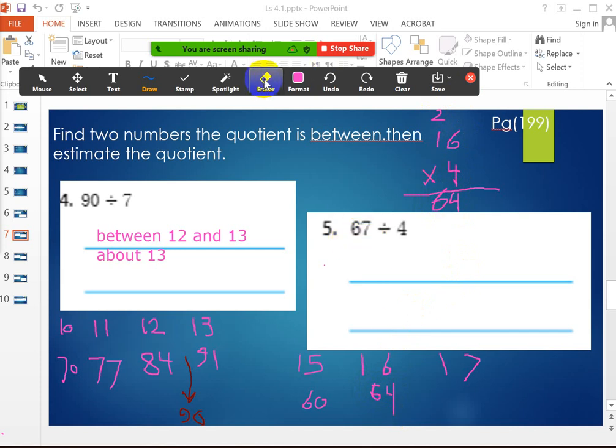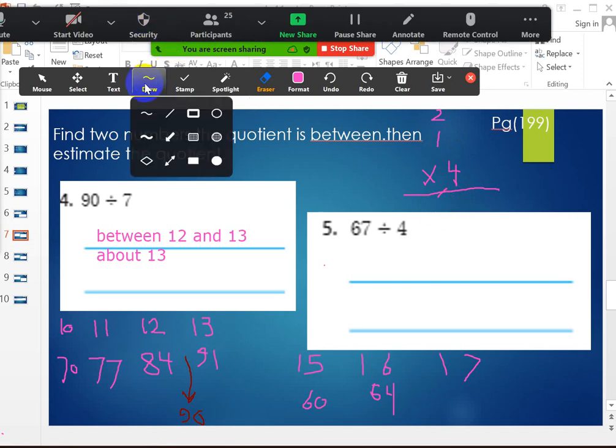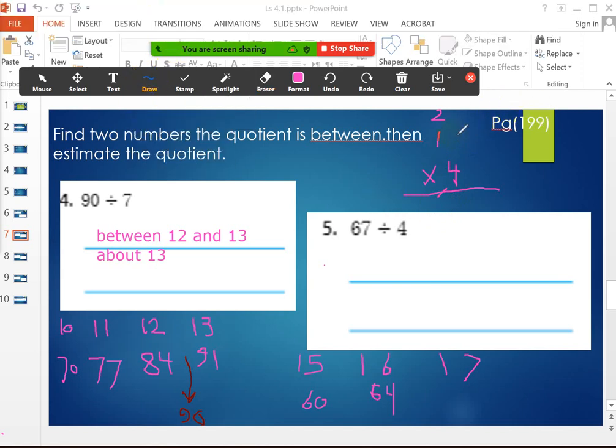I will continue and multiply 4 with 17, sorry. 4 multiply 7 equals 28.